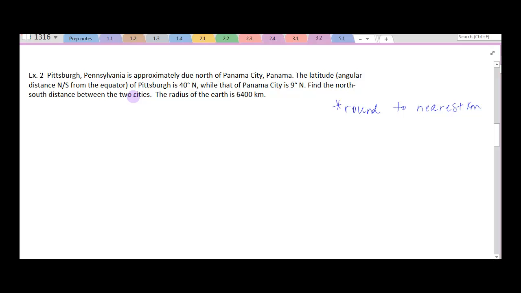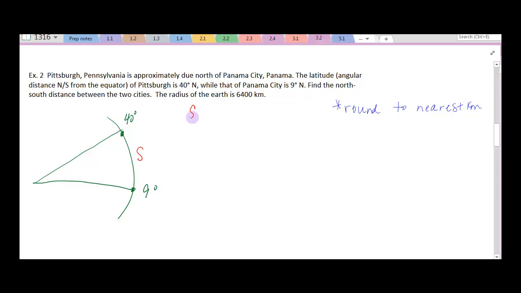these two cities. So let's start by drawing a picture of what we have represented. The earth is round, and so if we take that into consideration, I have Pittsburgh up here, which is 40 degrees north. I have Panama City, which would be somewhere down here, 9 degrees north. And the distance between these two cities, since they lie on a circle, would be considered the arc length. So I'm actually finding what the arc length is between these two values.